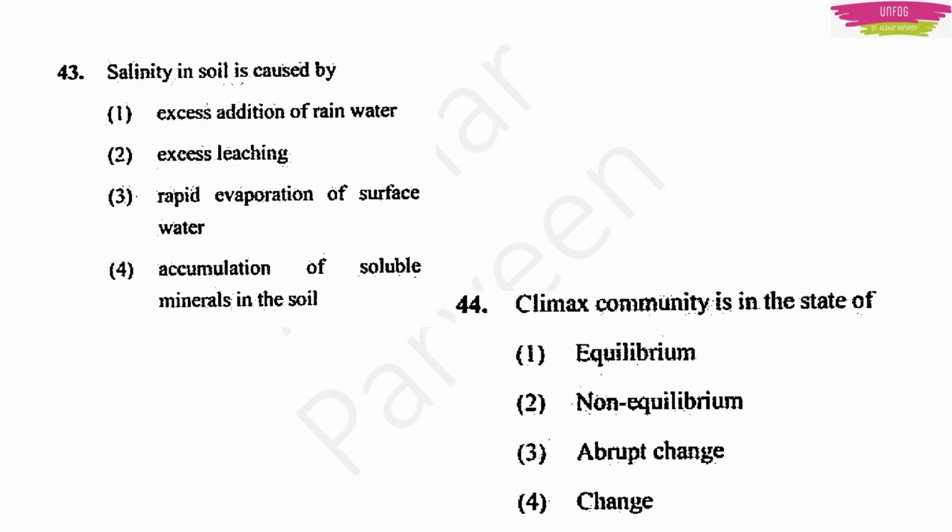The next question is, salinity in soil is caused by. The options are given as excess addition of rainwater, excess leaching, rapid evaporation of surface water, or accumulation of soluble minerals in the soil. So what does salinity in soil mean? Salinity in soil means the increase in the concentration of salts in the soil.